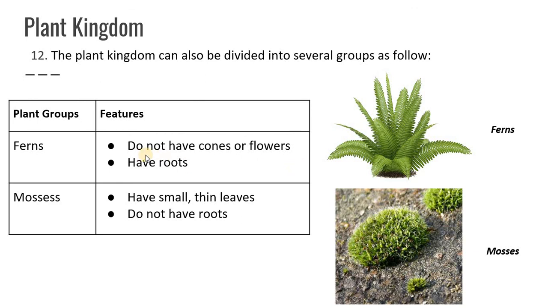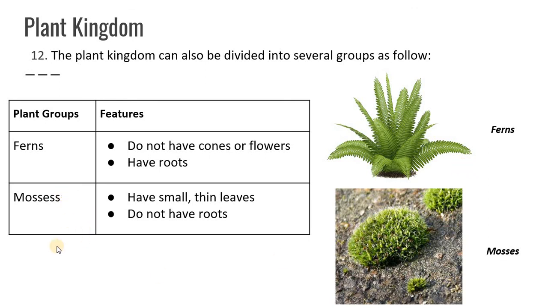So the third plant group that we'll be looking at would be ferns. So ferns do not have cones and they do not have flowers as well. Right. So they are also considered non-flowering plants, and they have roots. So this is an example of a fern.